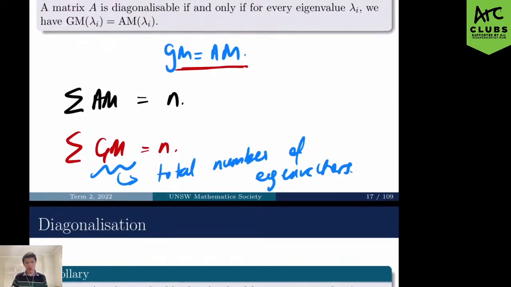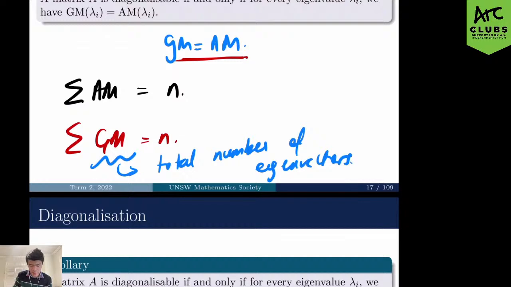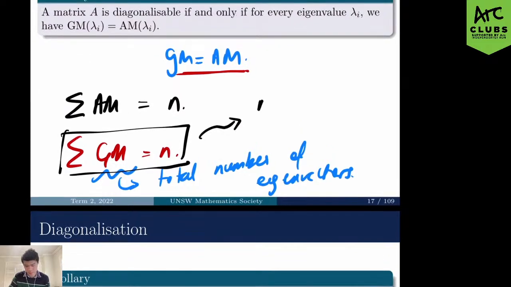Because we're taking all the eigenspaces and we're saying, well, this one has 2 eigenvectors, this one has 4 eigenvectors. Let's add them all up, right? And when you add them all up, you get n, which means that we do actually have n linearly independent eigenvectors.